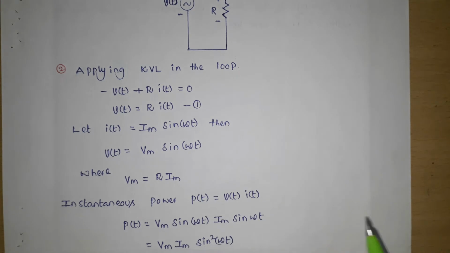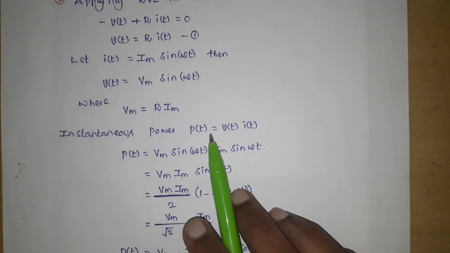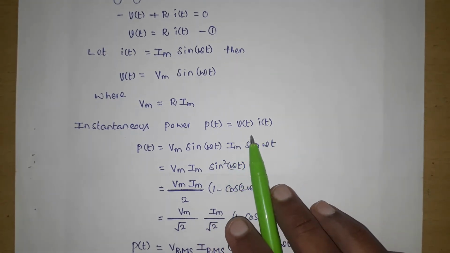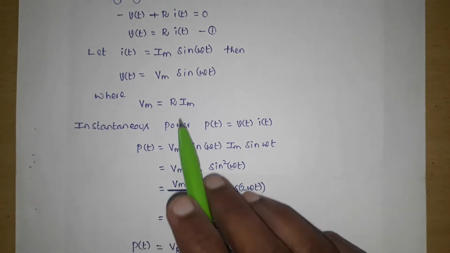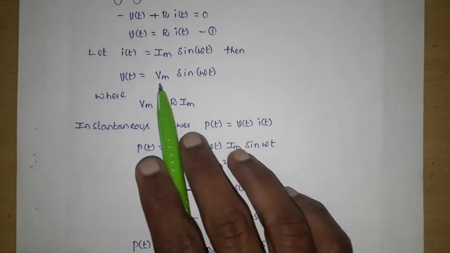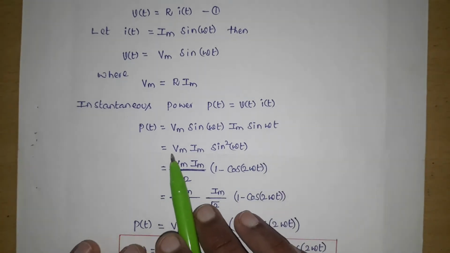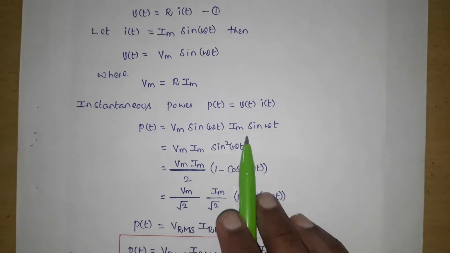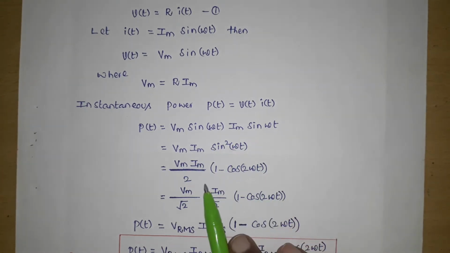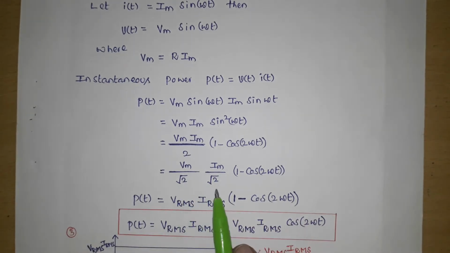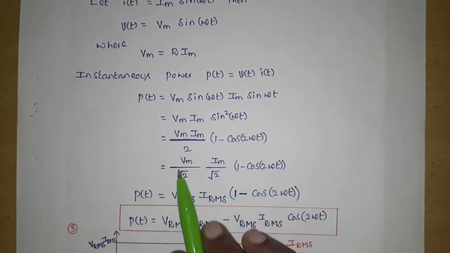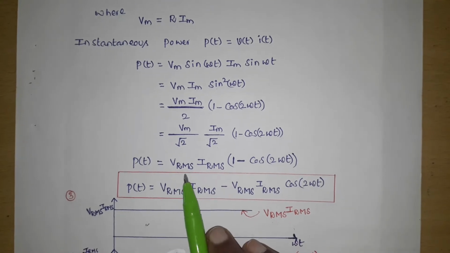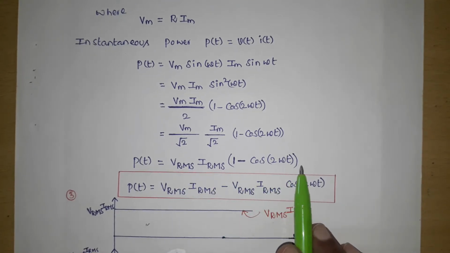So power. Instantaneous power is P of t equal to the product of instantaneous voltage and instantaneous current. So P of t equal to V of t into I of t, which is Vm sin omega t into Im sin omega t, so P of t equal to Vm Im sin square omega t. Sin square omega t can be written as 1 minus cos 2 omega t by 2. Again this 2 can be written as root 2 into root 2. Finally Vm by root 2 is VRMS, Im by root 2 is IRMS. So P of t equal to VRMS IRMS into 1 minus cos 2 omega t.